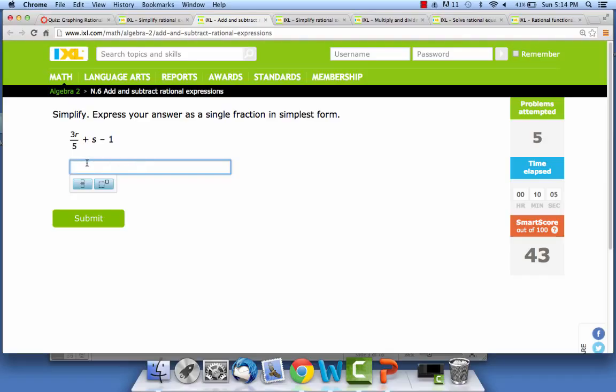Same thing here, I need to multiply everything by 5. 3r plus 5s minus 5 over 5.